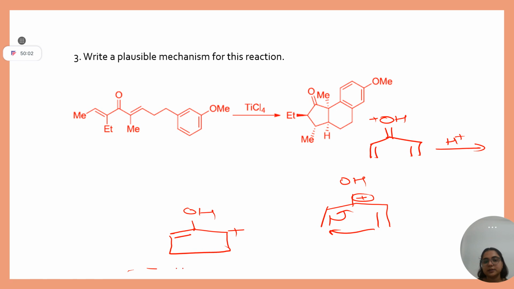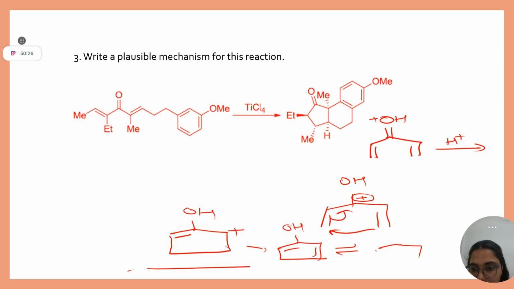And at last, whenever you are left with carbocation, two reactions are possible. One is nucleophilic substitution, another is elimination. When nothing is there, just eliminate the corresponding hydrogen. So this will be your product. And this enol form will tautomerize to its keto form, right? And you will get this.